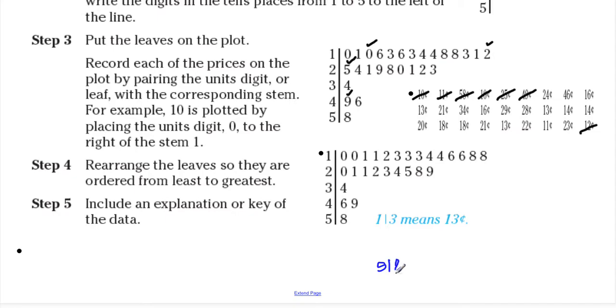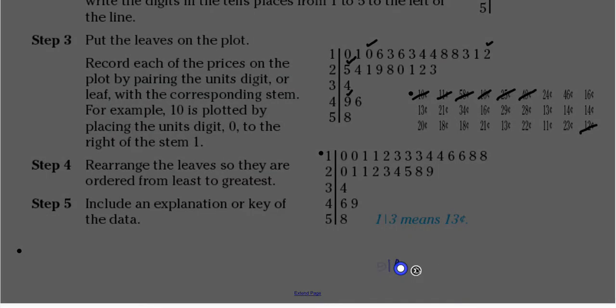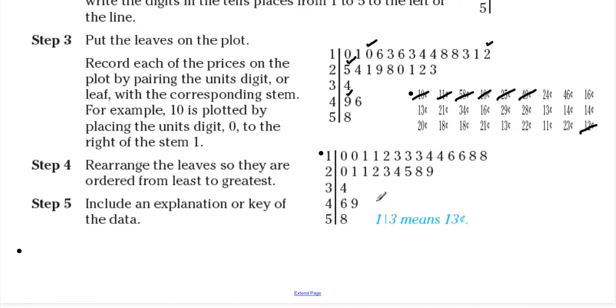Okay. Alrighty. Which means 58 cents. That should be there. So I can do this too. I can do 4 vertical line 6, which means 46 cents. Doesn't really matter what piece of data you use, for as long as you have the key. That makes this set of data easy to understand, because now you have a key. You know that all these numbers are in cents.